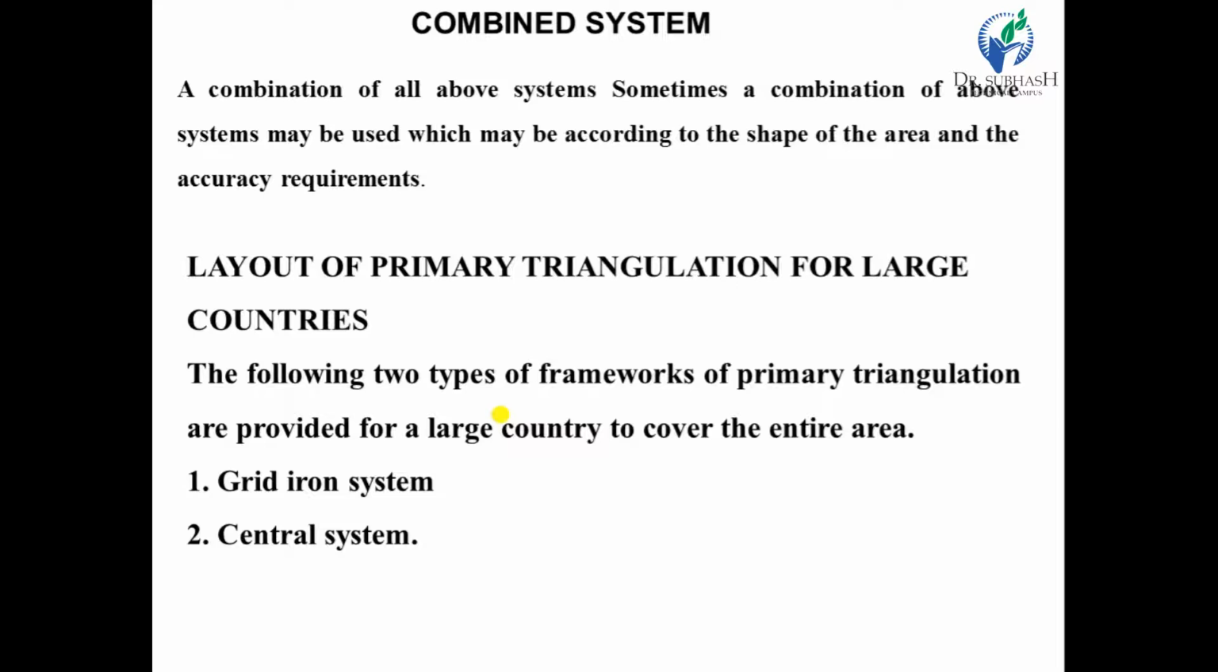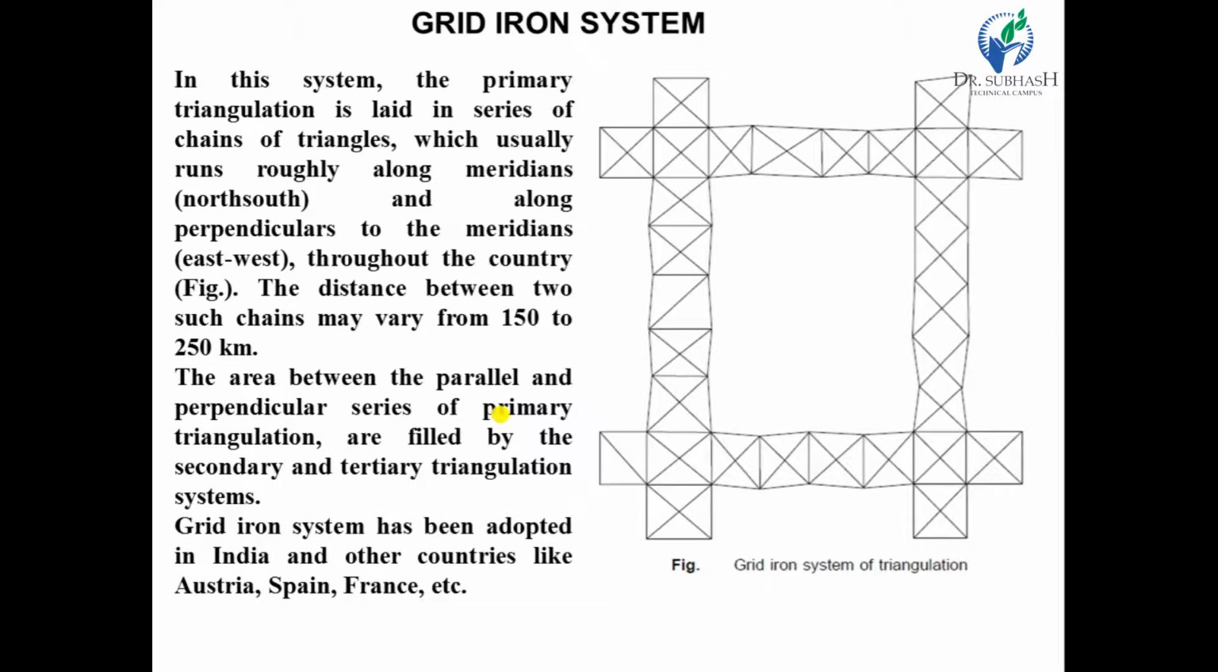Now the layout of primary triangulation for a large country. The following types of framework are generally used for a large country to cover the entire area. Next one is the gridiron system and the central system. These types of systems are generally used for a large country. That is the gridiron system of triangulation.